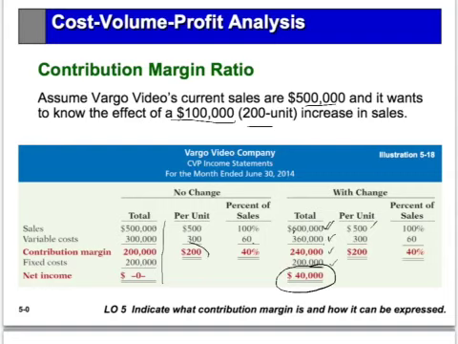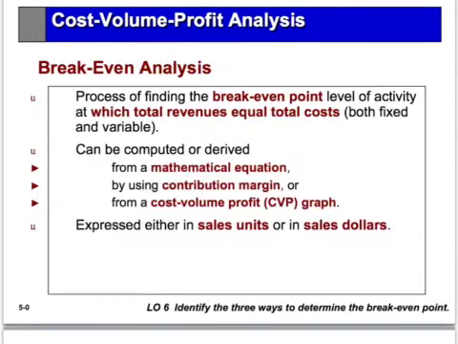Well, I could have done that very easily by taking the contribution margin ratio. Take the increase in sales, $100,000, times 0.40, and I would get the increase in profit. So the contribution margin ratio is very useful in predicting what will happen to profits when there are changes in sales activity.